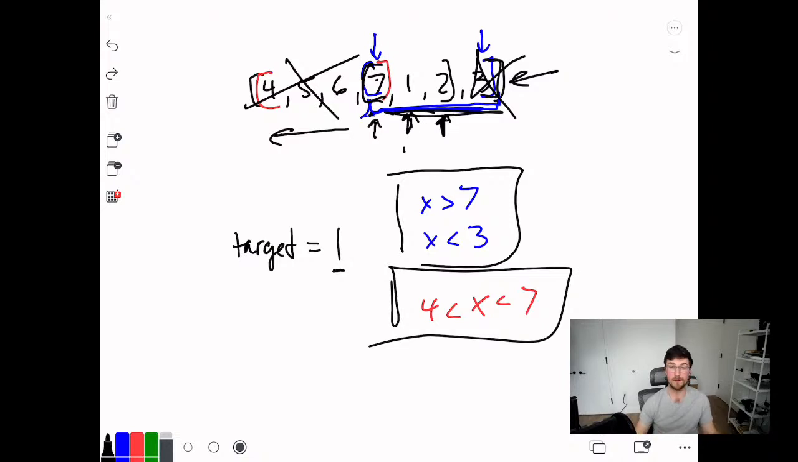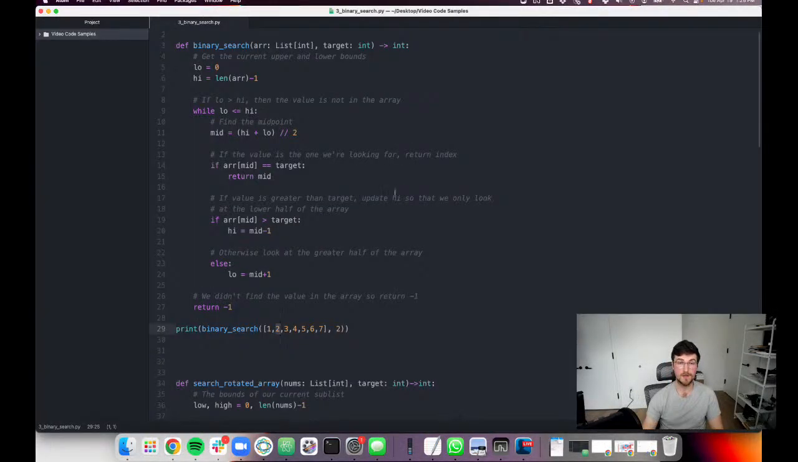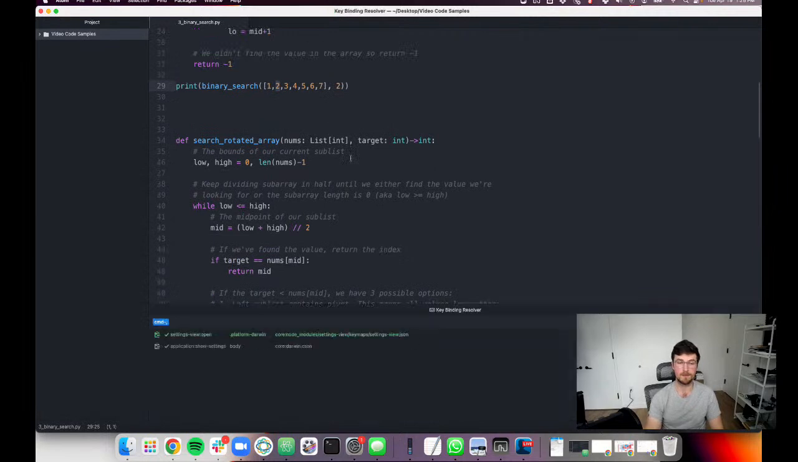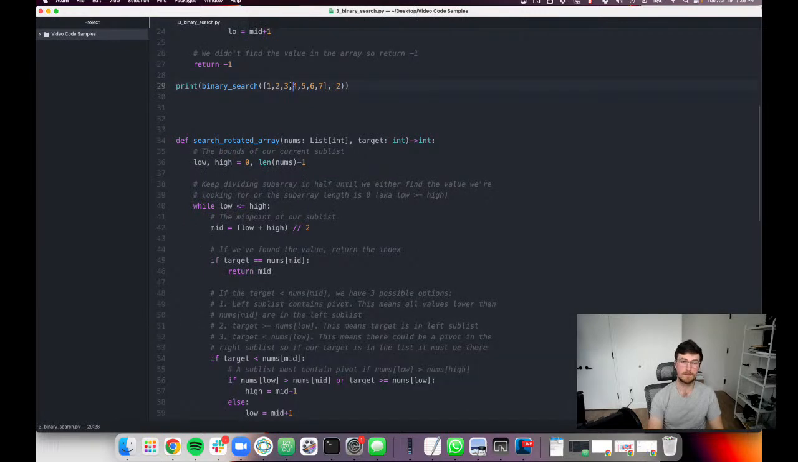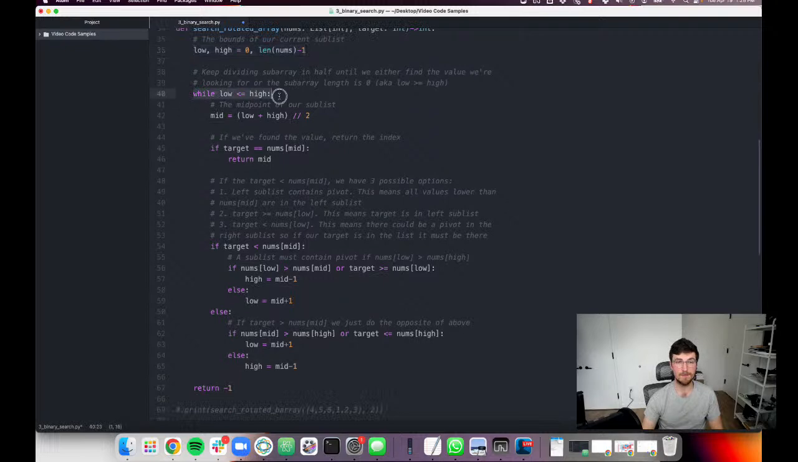Right? So if we go over and look at the code for this, it's going to be similar to what we had before. It's just a little bit more involved. So if we go to the code, let me comment this out. In this code, again, we're going to start with our low and high values. And now, again, we're going to find the midpoint. It's going to be the same code as before. We're going while low is less than high.